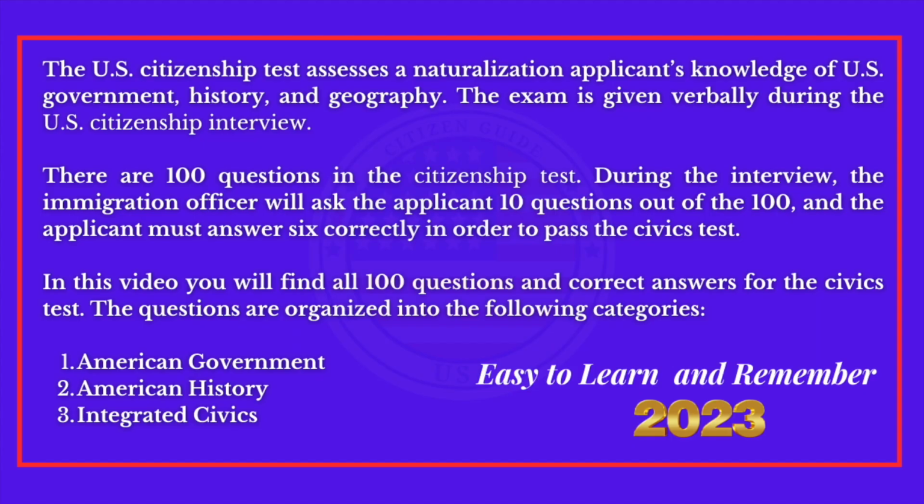The U.S. Citizenship Test assesses a naturalization applicant's knowledge of U.S. government, history, and geography. The exam is given verbally during the U.S. Citizenship Interview. There are 100 questions in the Citizenship Test. During the interview, the immigration officer will ask the applicant 10 questions out of the 100, and the applicant must answer 6 correctly in order to pass the civics test.